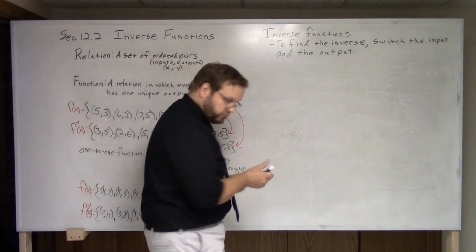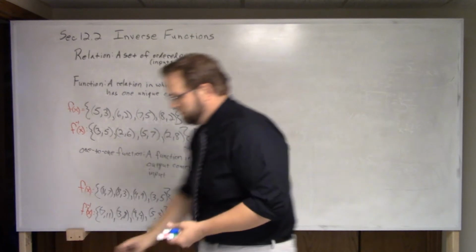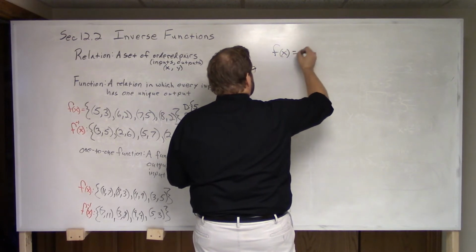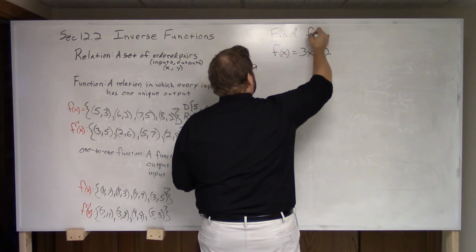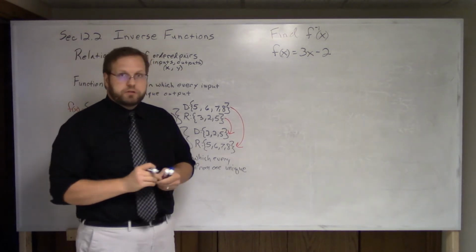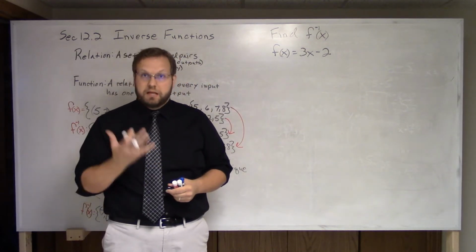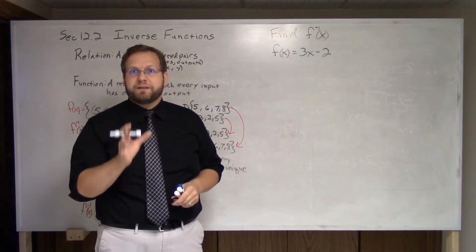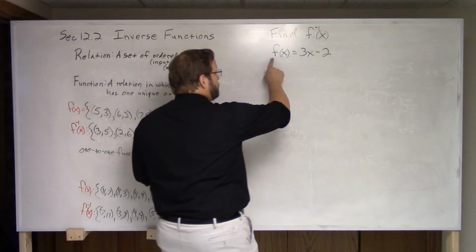Let's say I give you f of x equals 3x minus 2, and I say find that. That's the inverse of f. So to find the inverse, what did I say before? You switch the input and the output. What represents the input? X. What represents the output? F of x, which remember, f of x is simply a fancy way of writing y. So the first thing I would do here is reintroduce the y.